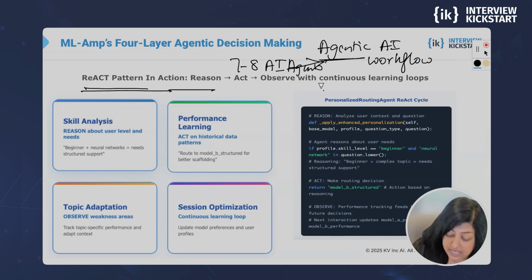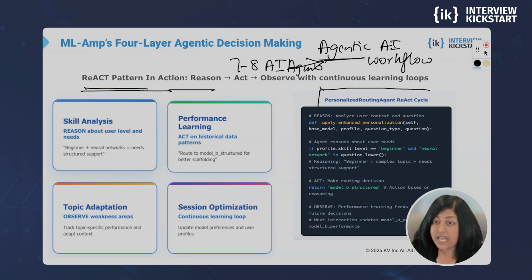It's called the personalized routing agent. What is this doing? It's reasoning based on the user profile level. Let's say Dipti. Dipti is a beginner in the topic neural networks. I'm reasoning. I'm saying this is the skill level, and this is the topic. Since she's a beginner, she needs structured support. Cool. What is my action? Make a routing decision. I'm going to route all of these questions in neural networks to model B, which uses structured prompts. Okay, so that's its action, right?